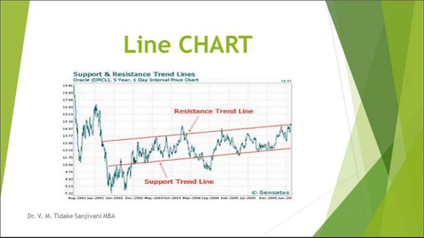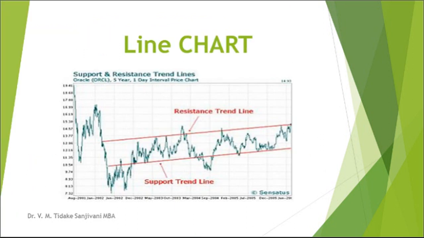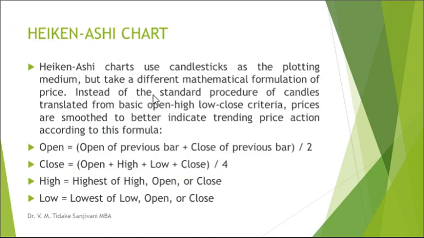Support level is the level below which share prices do not normally go, and the resistance level is the level above which prices normally do not move in normal circumstances. So this is a typical diagram of a line chart. Okay, to make the graph more meaningful, there is another pattern called the Heikin-Ashi chart.